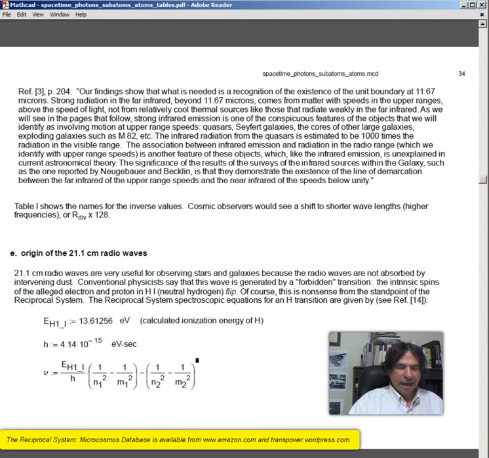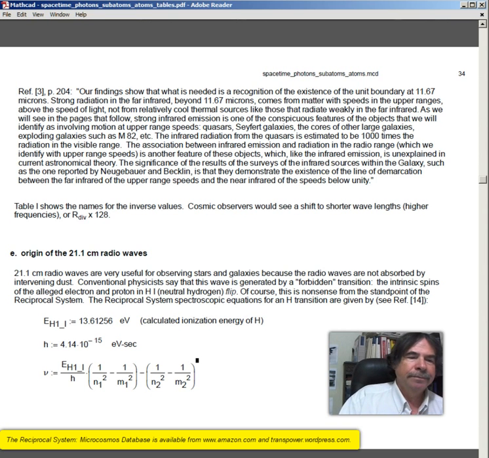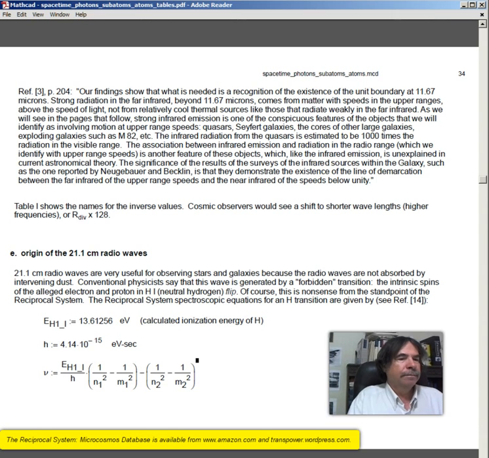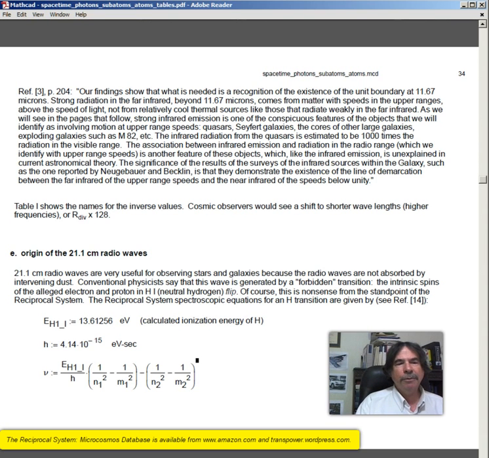This is the third part of my paper, Theory of Unit Space-Time and Displacements from Unit Space-Time, Material and Cosmic Photon Subatoms and Atoms. On page 34, section 8, Origin of 21.1 centimeter radio waves. 21.1 centimeter radio waves are very useful for observing stars and galaxies because the radio waves are not absorbed by intervening dust. Conventional physicists say that this wave is generated by a, quote, forbidden transition.